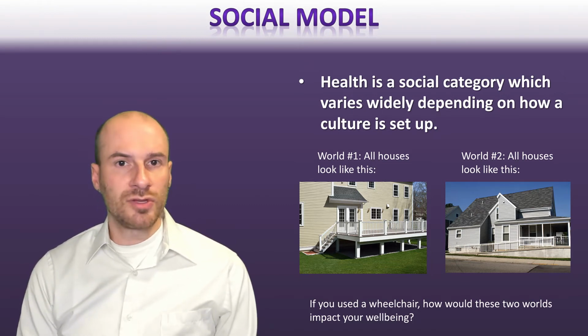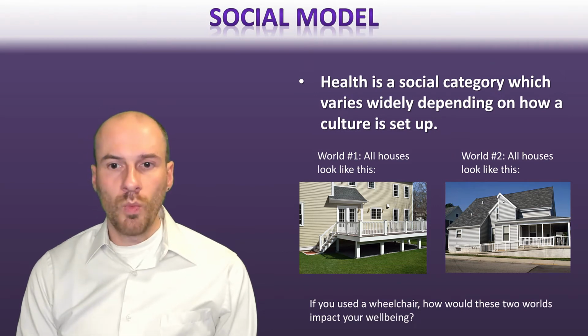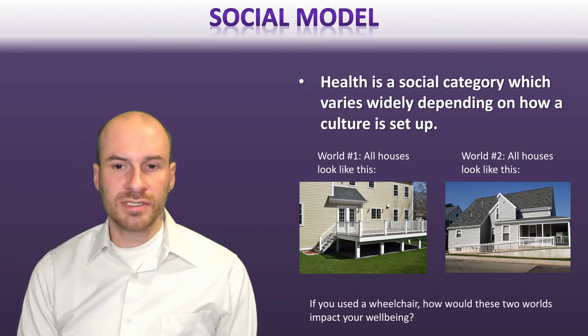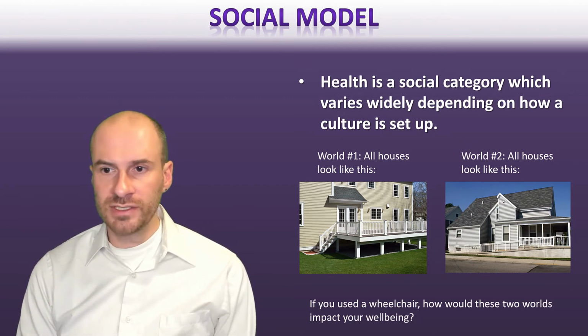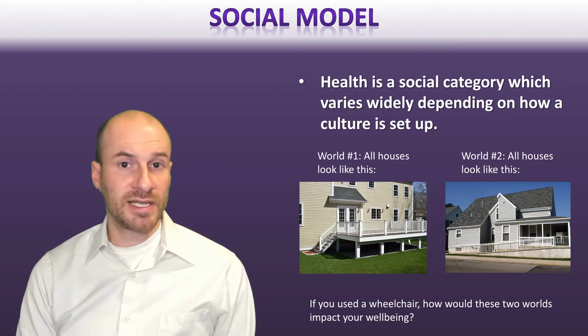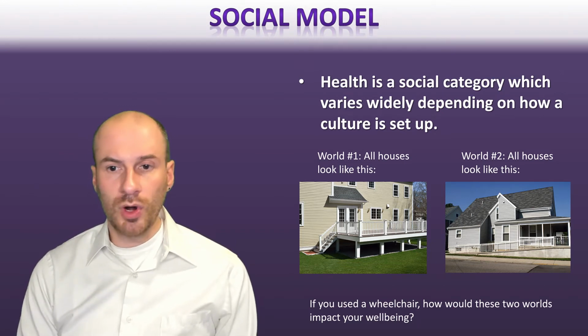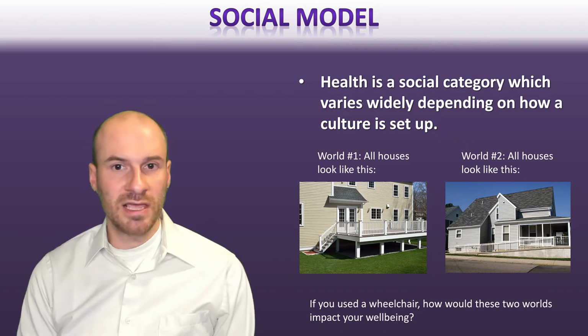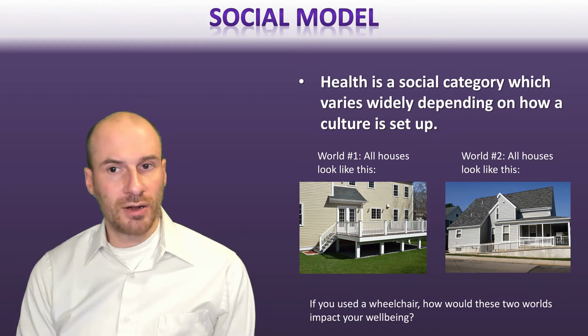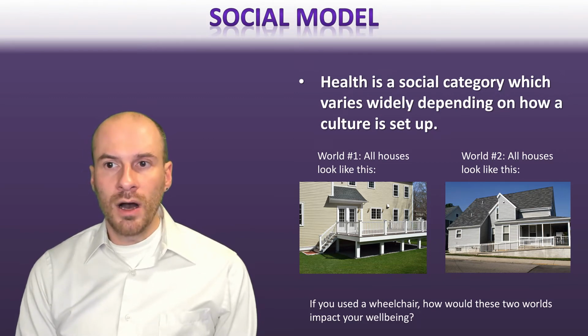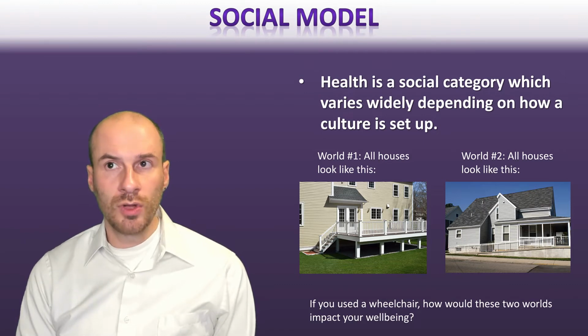So imagine that there's two worlds, all right? In one world, all houses or all buildings have stairs to get into them. In world number two, all houses, all buildings have ramps to get into them, all right? So two worlds, they all have houses, but they have different ways of entry. Okay, imagine you use a wheelchair, all right? Which world would you want to be in? Which world would impact your well-being the most?